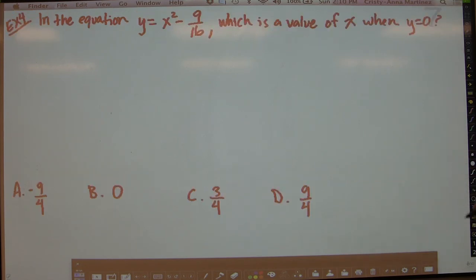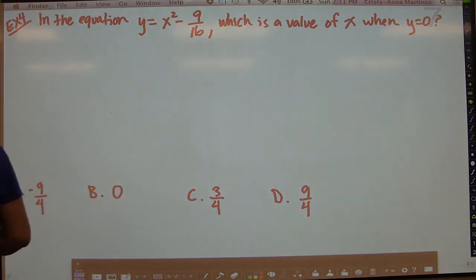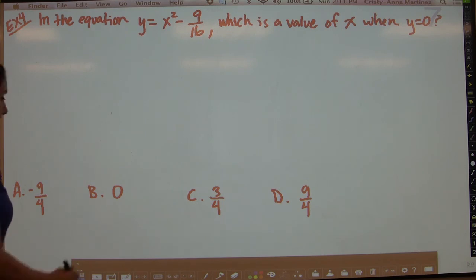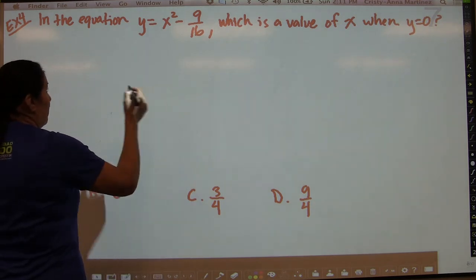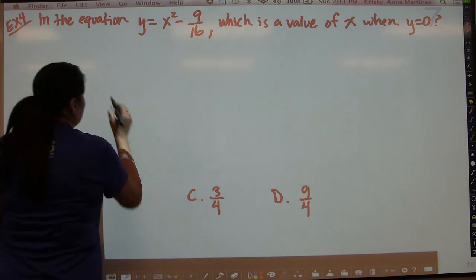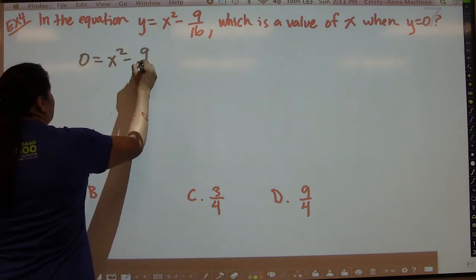And then we have our last example, which does require some factoring, but also solving. So it says here in the equation y equals x squared minus 9/16, which is a value of x when y equals 0. So you have these options, A, B, C, or D. So in order for us to figure that out, we actually have to solve this equation. So we're going to replace the y with the 0. So we're going to say 0 equals x squared minus 9/16.